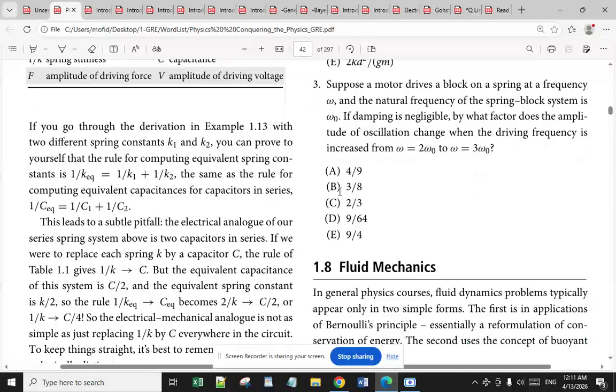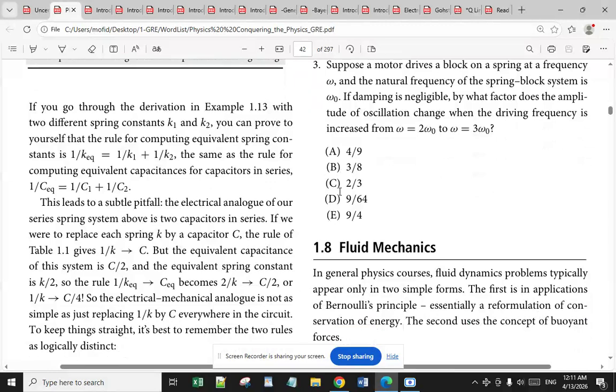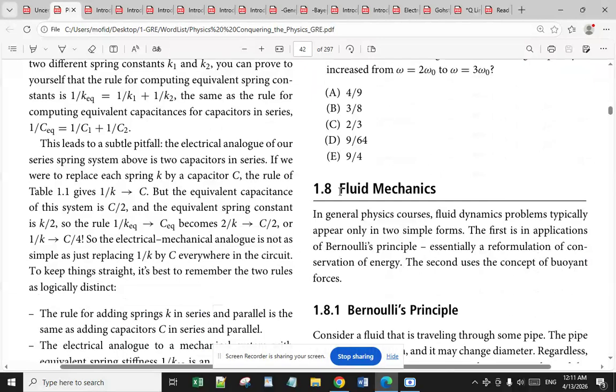So the rule is that k equilibrium, which has a tendency to go to the C equilibrium, becomes 2/k going to C/2, or 1/k going to C/4. So the electrical mechanical analogy is not as simple as just replacing 1/k by C everywhere in the circuit. To keep things straight, it's best to remember the two rules as logically distinct.